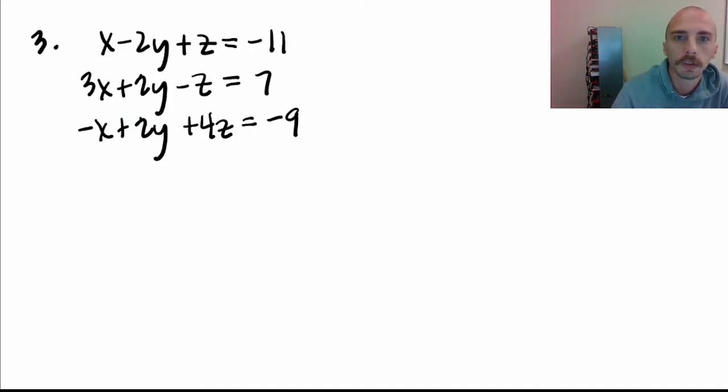All right, now let's solve using elimination, okay? And this one is really well set up for elimination. You could eliminate on x, you could eliminate on y, or you could eliminate on z. Me personally, I'm going to eliminate on y because I've got negative 2y and then two other positive 2y's. So it should be really easy to eliminate y. I'm going to actually just kind of state that off to the side.